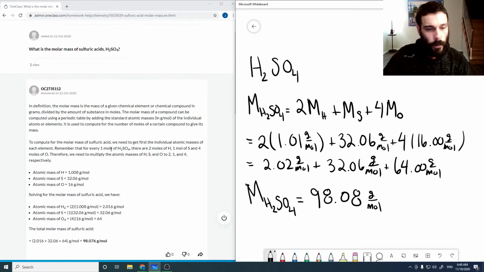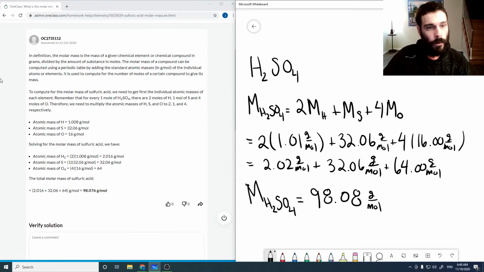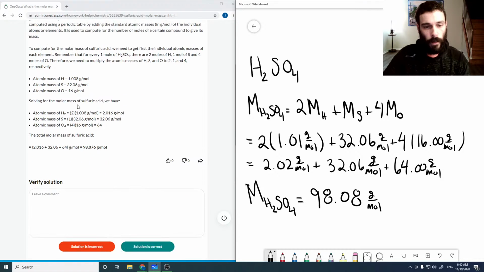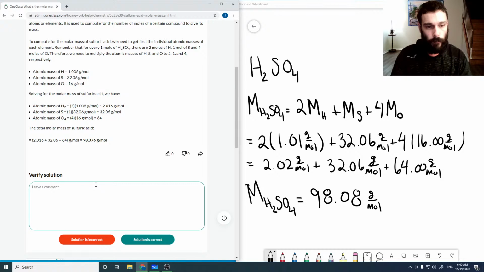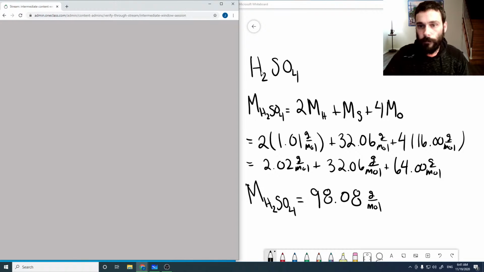Checking the solution here, they just used an extra digit on each of their molar masses. So again, your answer is going to depend on how many figures you keep and how many you use in the beginning, but it's still basically the same. So that looks good.